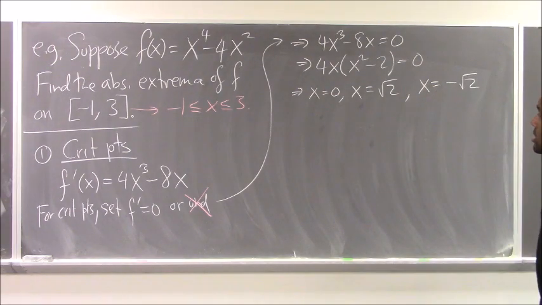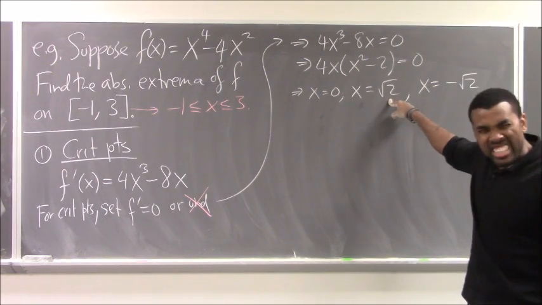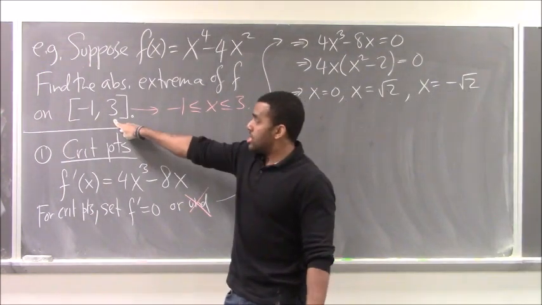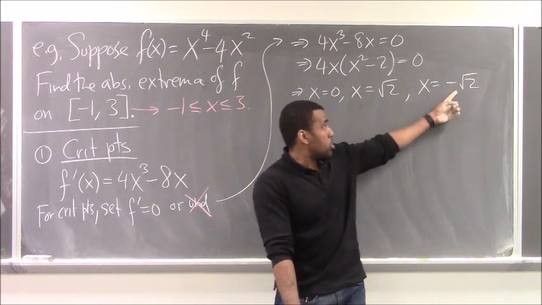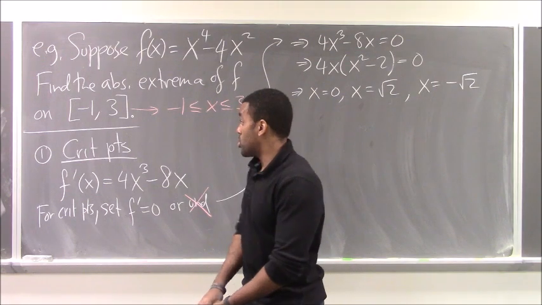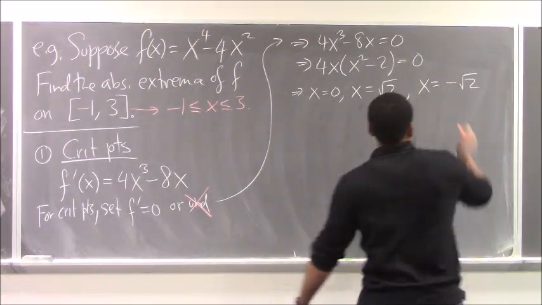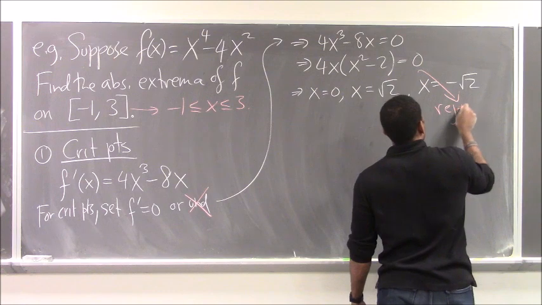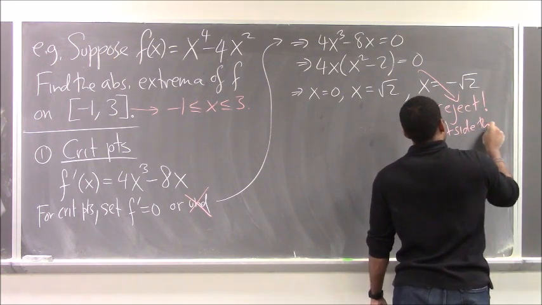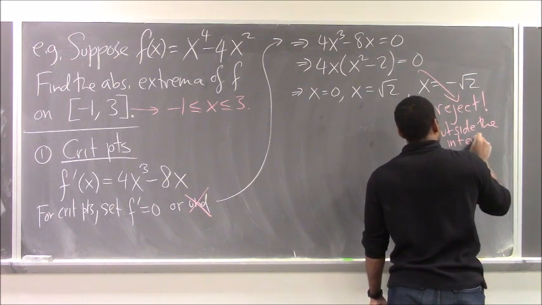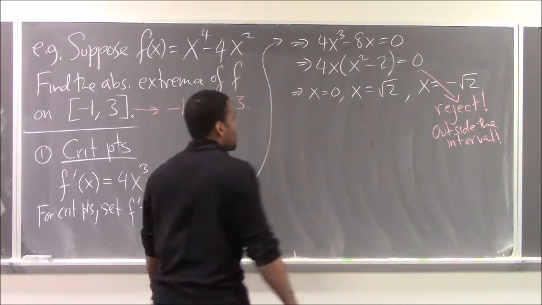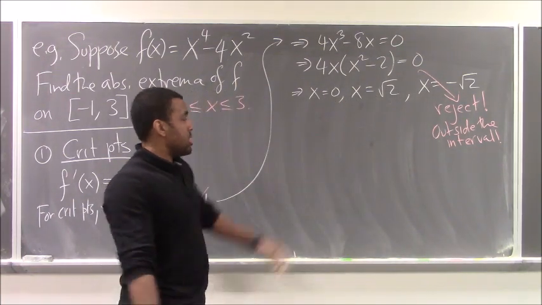And what you'll realize is that radical 2 is actually around 1.4, so that is clearly inside here, but the negative radical 2 is not inside there, because negative radical 2 is actually negative 1.4. It's actually outside of this interval. So this one you would reject, outside the interval. But in the meantime, I'm going to evaluate f at these 2 points.